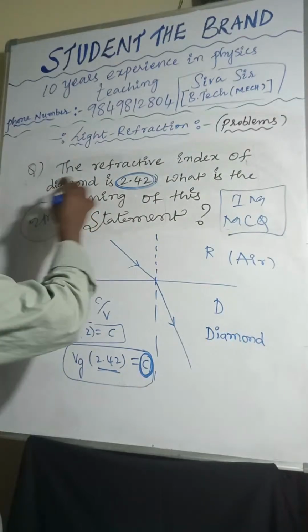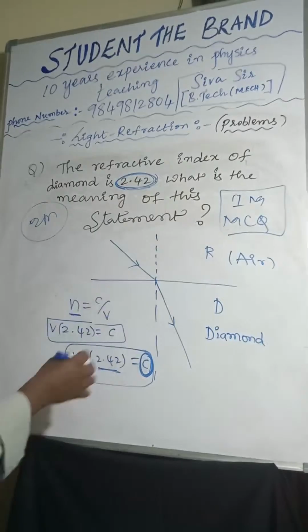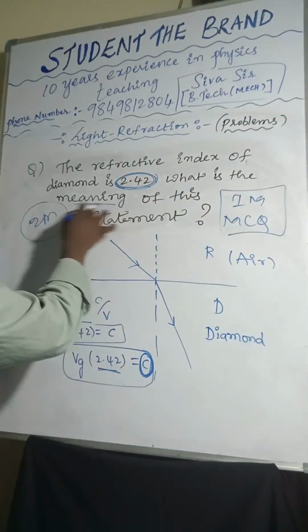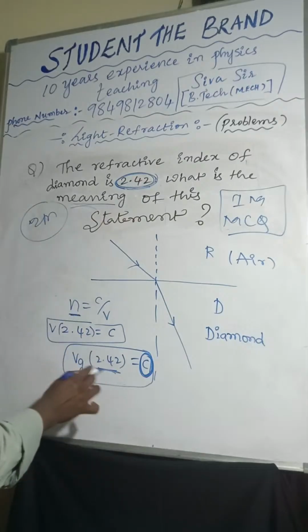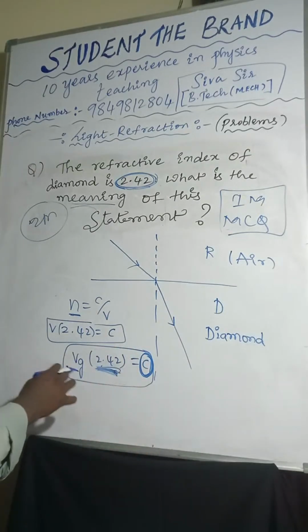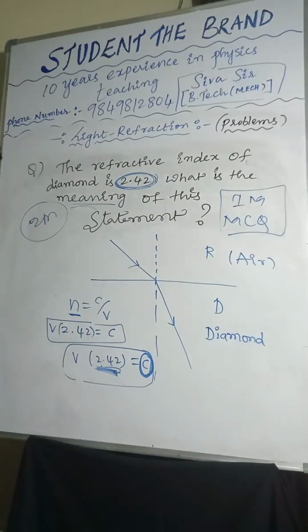So here you see the refractive index of diamond is 2.42. What is the speed of light? What is the meaning of this statement? This many times, 2.42 times greater in air than in diamond. So diamond, right? Diamond, we can say. Okay. So any other doubts?